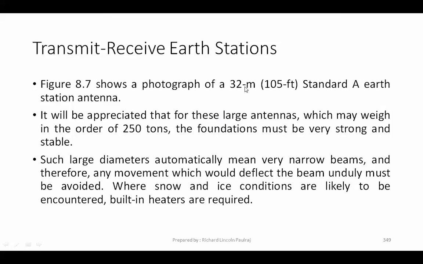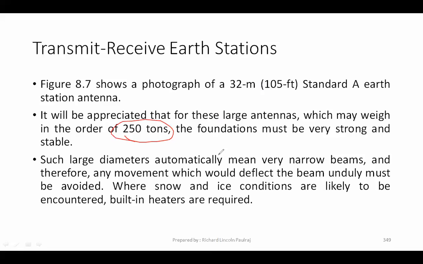So it's a photograph of a 32-meter standard Earth station antenna. These kinds of antennas are actually used for communication with the satellite. It will be appreciated that for these large antennas, which may weigh in the order of 250 tons, massive weighted antennas, the foundations must be very strong and stable.